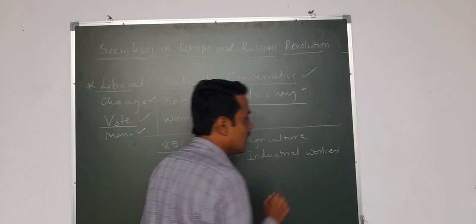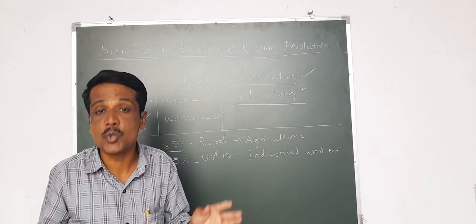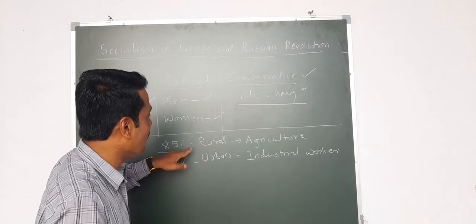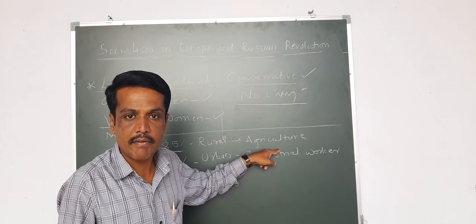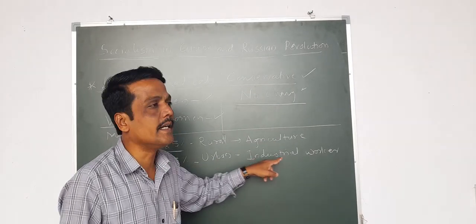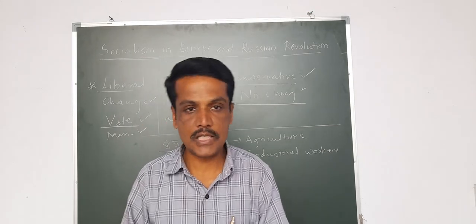So what I'm telling you here is that if you think about the economy and the social structure, in the rural areas agriculture was the main activity, and in the city areas the industries were the main source of economic livelihood for these people.